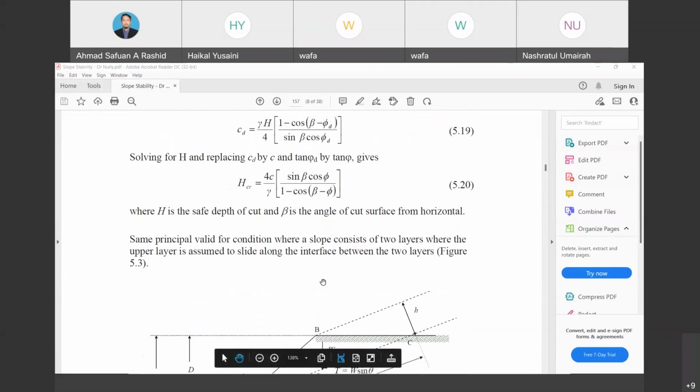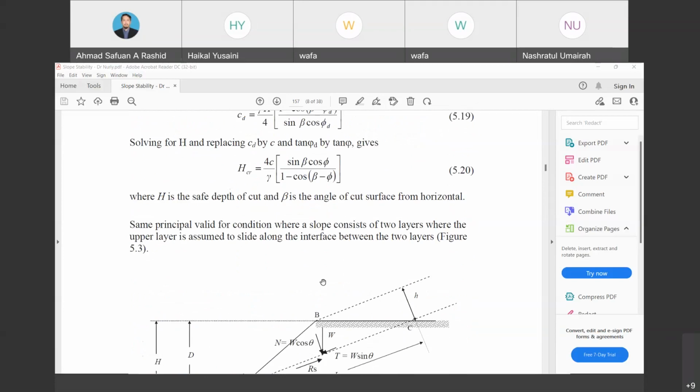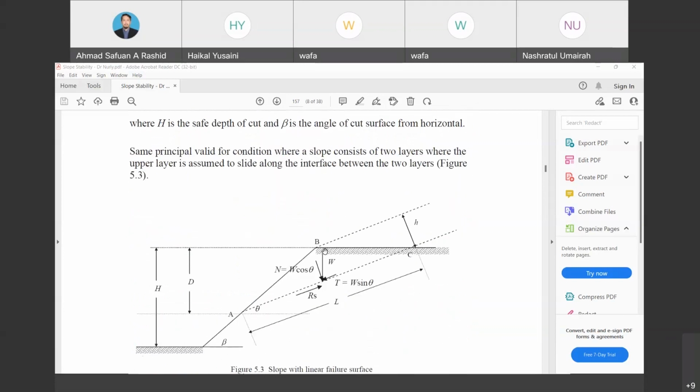So the same principle is valid for the condition where a slope consists of 2 layers. This is what I discussed in the slide previously. So we only consider the movement of the slope on the top.